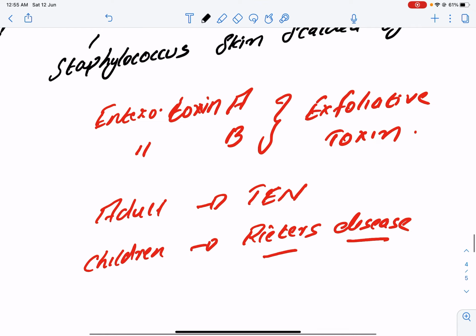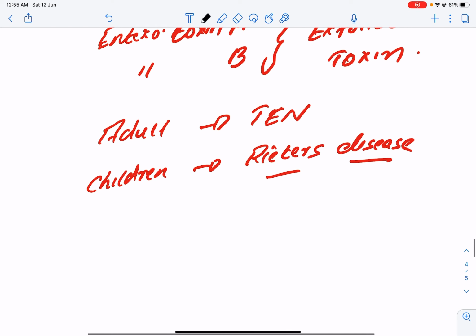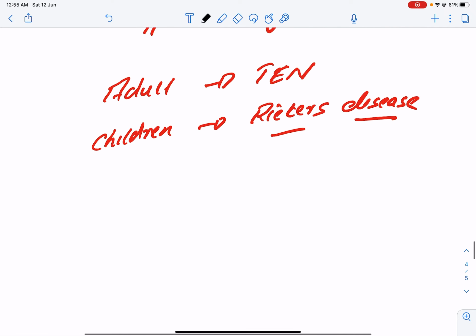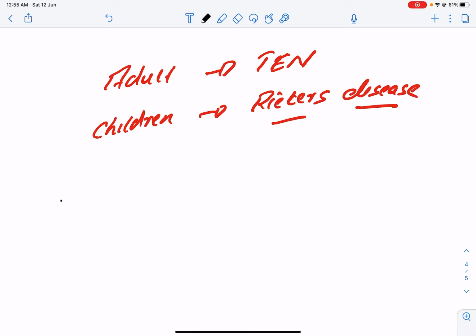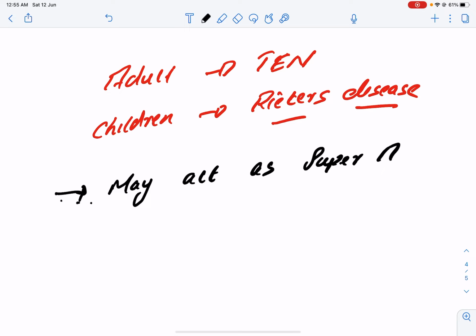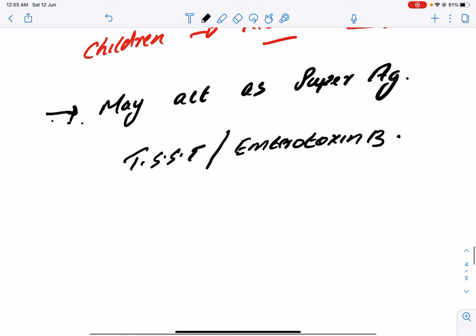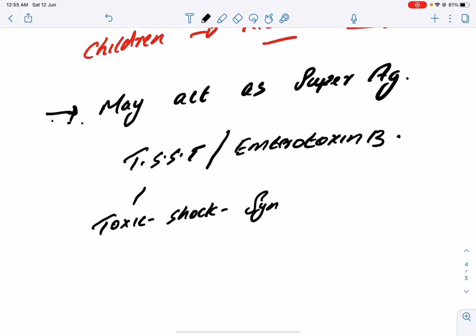And this is also called a super antigen. Like in your lower class, we have heard in microbiology, they act as super antigen. Super antigen is also called TSST, or it is specifically enterotoxin B. That is toxic shock syndrome toxin.